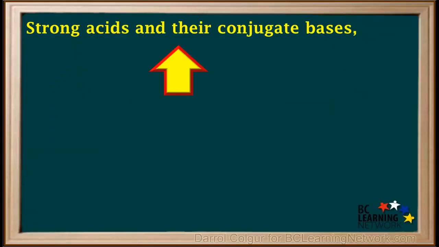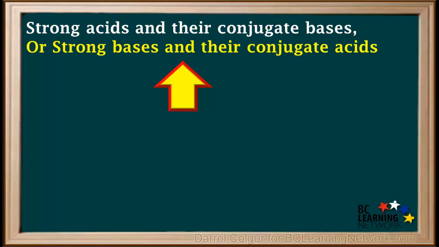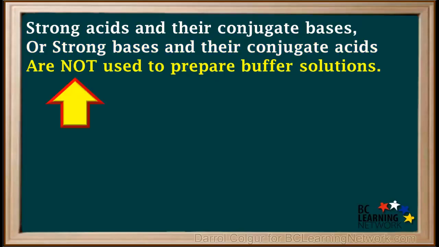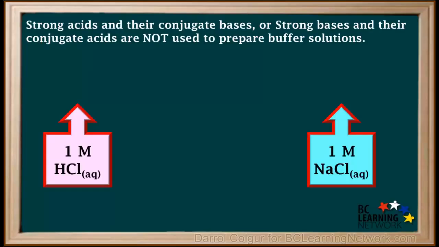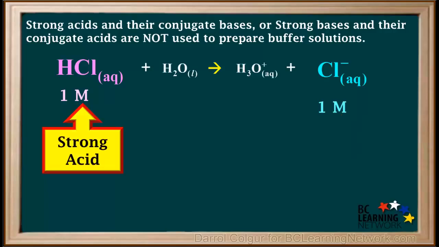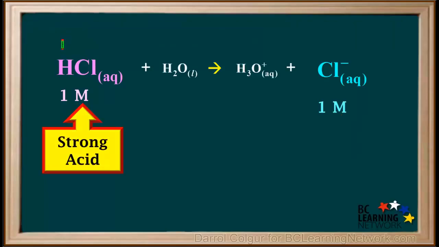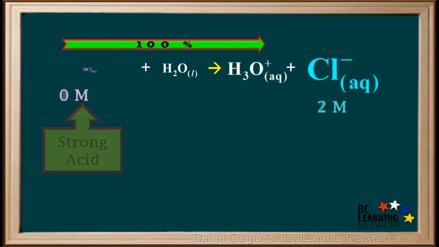It is important for you to know that strong acids and their conjugate bases, or strong bases and their conjugate acids, are not used to prepare buffer solutions. Let's say we have a solution made by mixing solid NaCl with HCl, in which they both have a resulting concentration of 1 molar. Our solution would initially contain 1 molar HCl and 1 molar Cl-. Because HCl is a strong acid, it will ionize 100%.